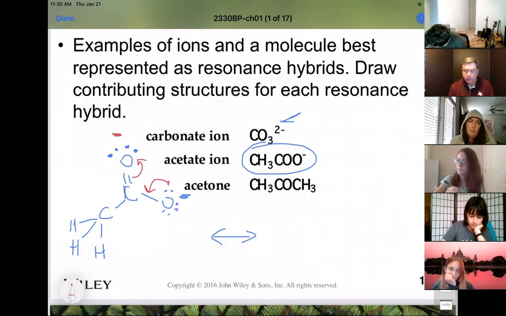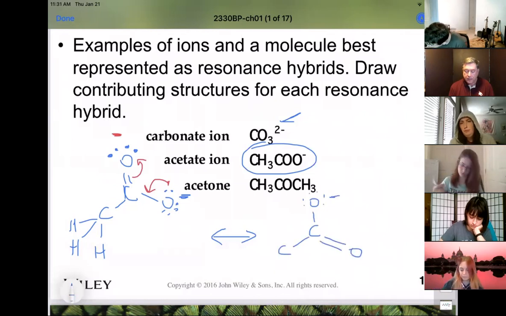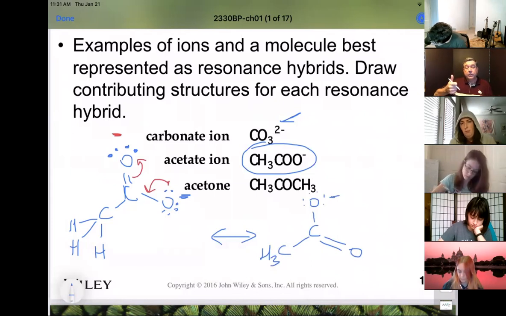O with a negative sign, and then our hydrogens didn't move right here. Our contributing resonance structure has the exact same charge, the exact same atoms, the exact same connectivity, the exact same number of electrons, the exact same number of pairs. It's just the negative charge is now on a different atom. Does everybody understand what contributing structures are and why we have to draw resonance structures? Because we can't say it was definitely only on one or only on the other.